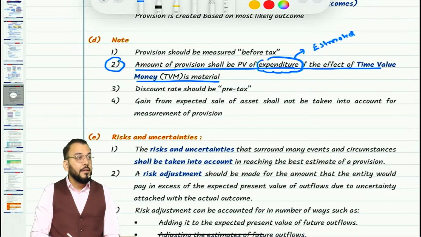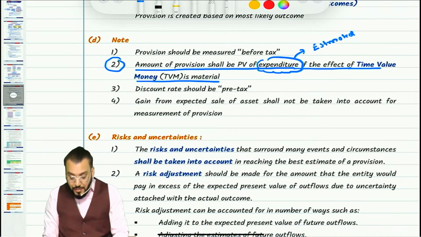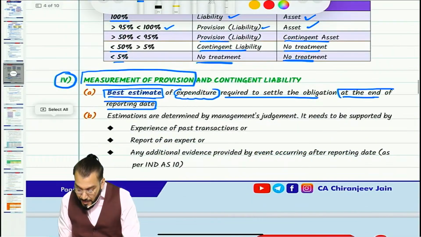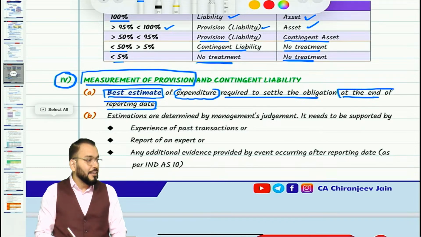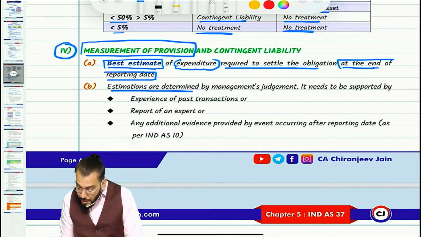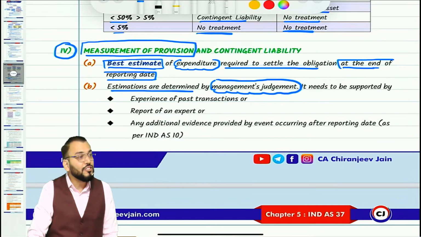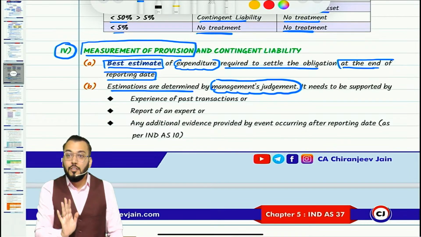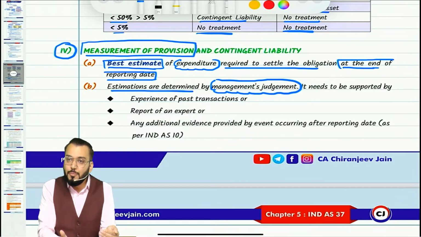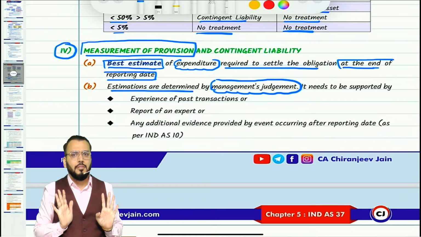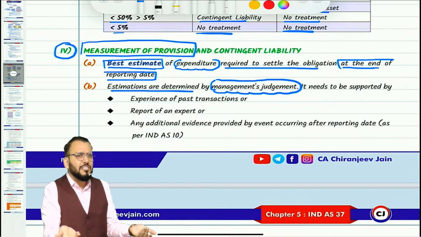Correct? And when it will be paid, that we also need to estimate. So two estimates are required. For that we need to perform best estimation. So how to estimate, that we need to understand. What they have given is that estimates are determined by management judgment. Means all judgment will be taken by management. As a CA you need to go to management and ask what the estimated amount is. They will provide it to you, because they know the circumstances.